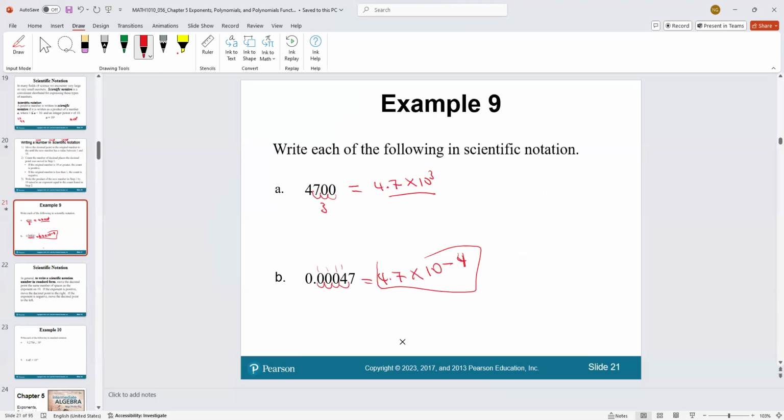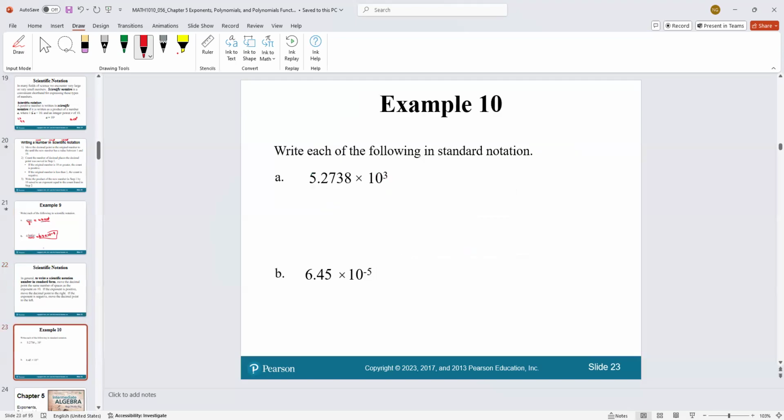Remember, in the earlier examples, we wrote in scientific notation, that means something times 10 power something. In this example, they give you the scientific notation and ask you to write in standard form. The exponent is 3. Since the exponent is a positive 3, we're going to move the decimal point 3 units to the right. So the new decimal point would be somewhere here. So it's 5273.8. We move the decimal 3 places to the right.